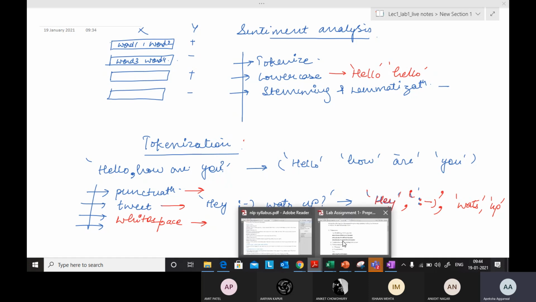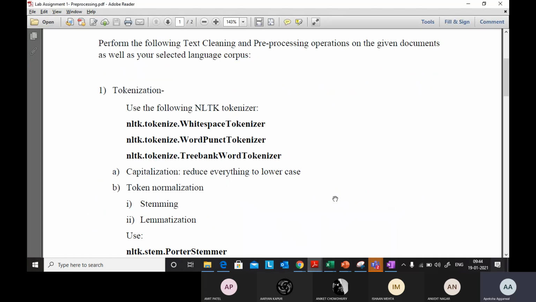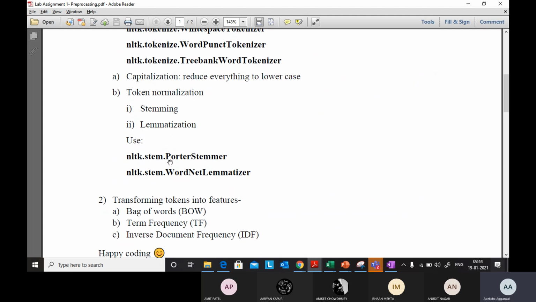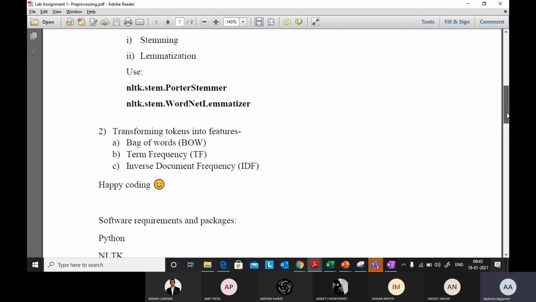So here in the assignment, you can use this Porter stemmer, okay, and WordNet lemmatizer. So these two are already there. If you visit NLTK, you just have to pick an example and execute this. You know the difference between stemming and lemmatization, so I'm not getting into details of this.